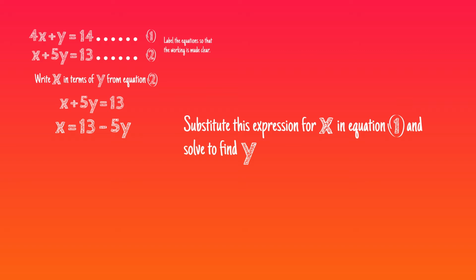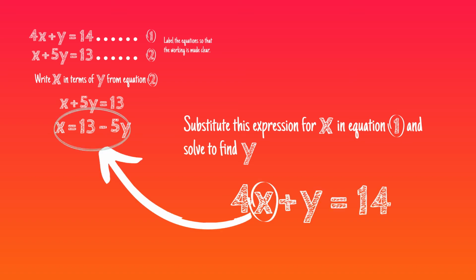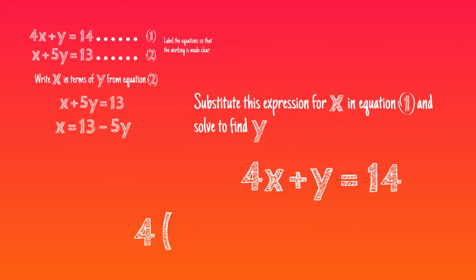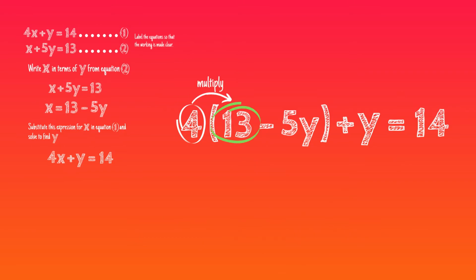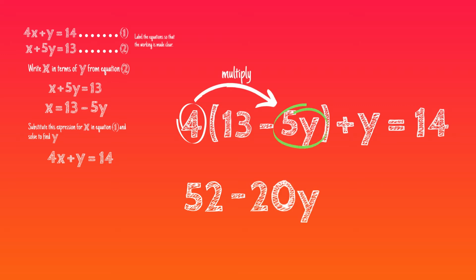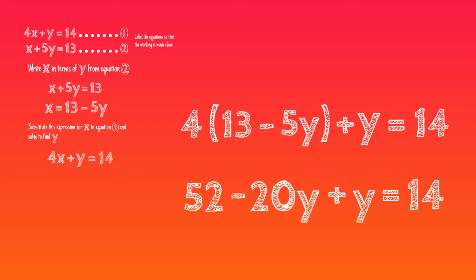We substitute this expression for x in equation 1 and solve to find y. So we take equation 1 and we say 4x plus y is equal to 14. Where we see an x, we are going to substitute with this expression 13 take away 5y. So we're going to say 4, open brackets, 13 take away 5y, close bracket, plus y is equal to 14. 4 times 13 is 52. Take away 4 times 5y is 20y, plus y is equal to 14.